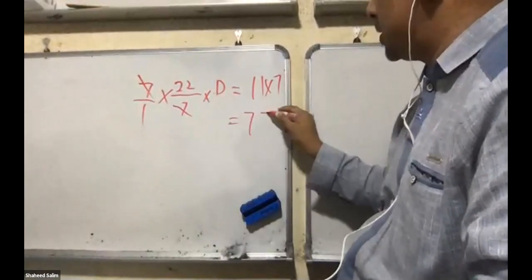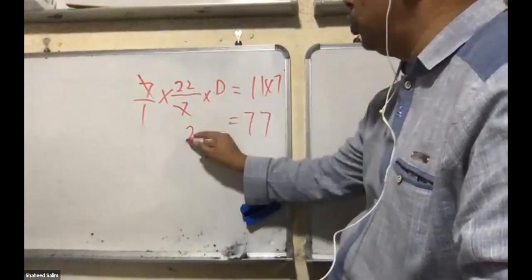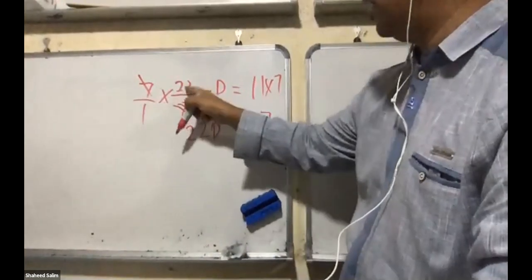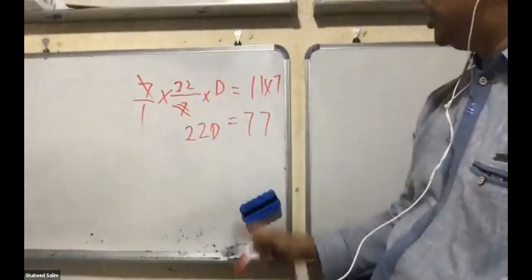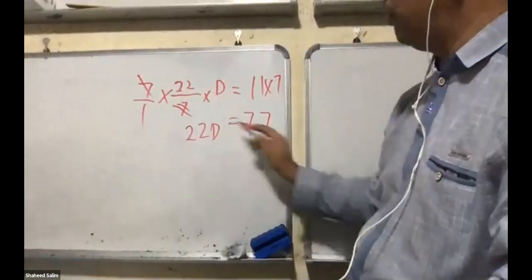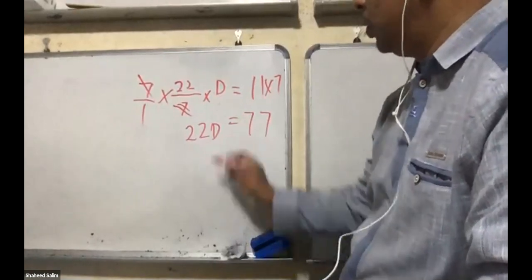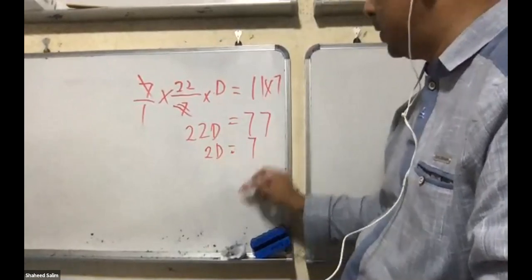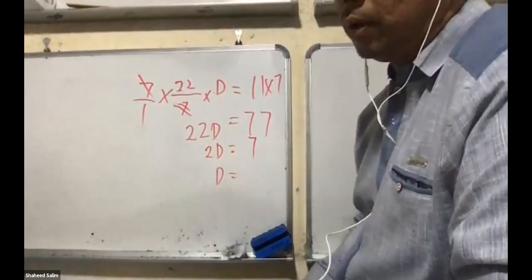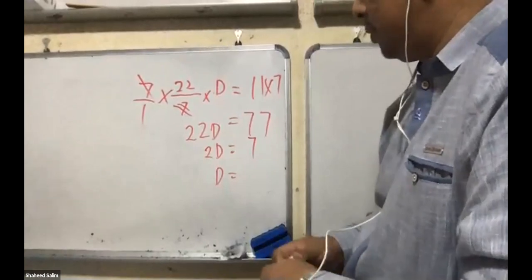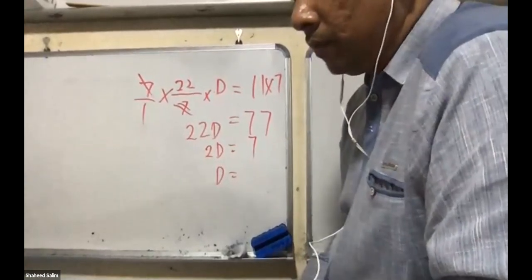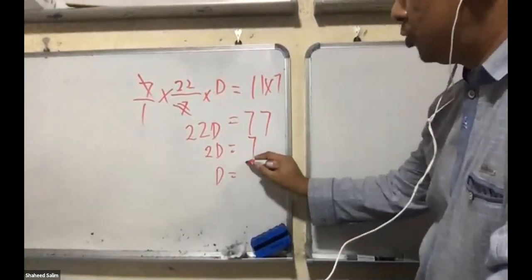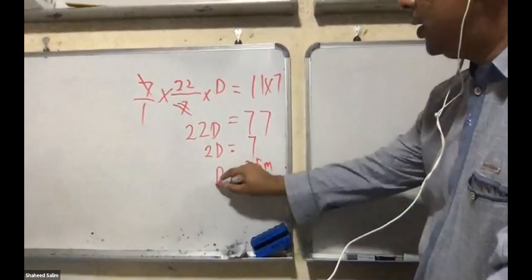So this one becomes 77. This one becomes 22D, because the 7 disappeared and now you have 22 times D. Now both of them can divide by 11. Divide by 11, you get 2D. Divide by 11, get 7. D equals to how many? You divide that by 2, you get 3.5. So diameter is 3.5.